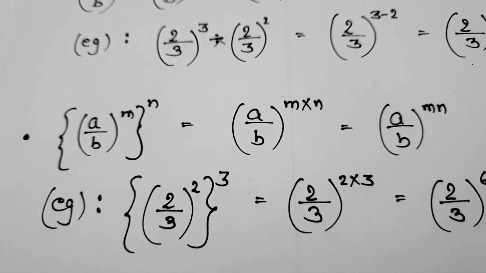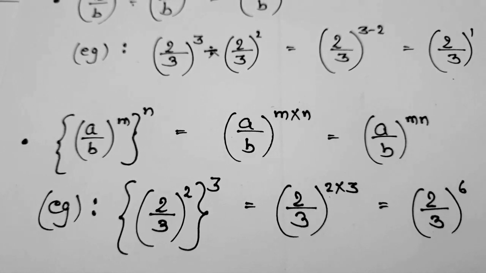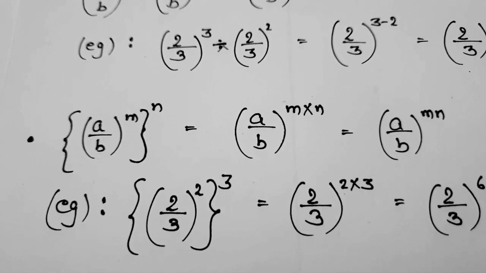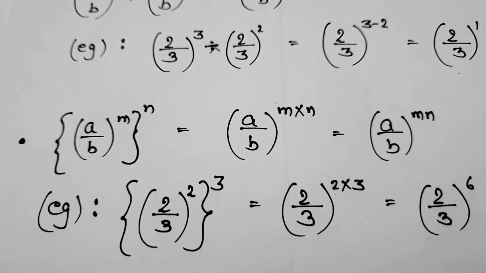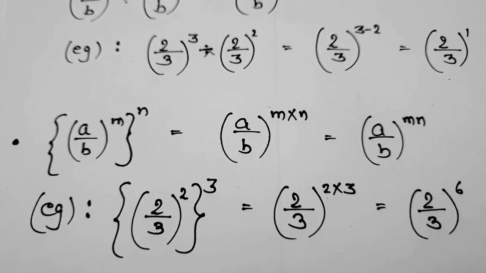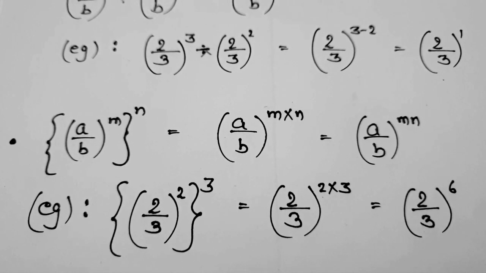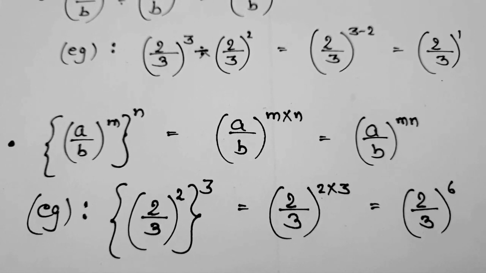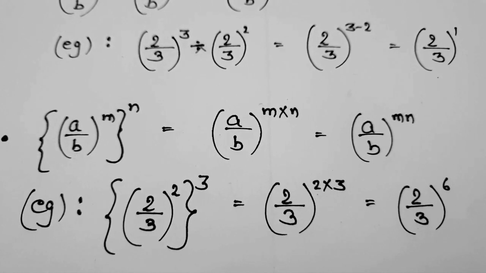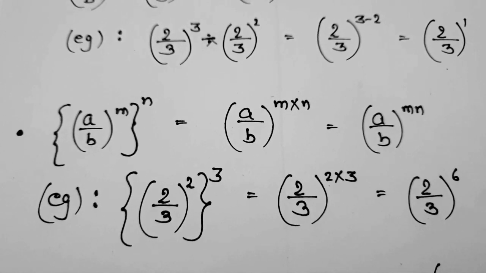Rule number 3 is quite interesting. What if a power is having another power? Sounds different, right? Let's see the rule. ((a/b)^m)^n. How are we going to solve it? It's very easy. We will multiply the powers. So it will be treated as (a/b)^(m into n). So the answer will be (a/b)^(mn). Now let's see the example.